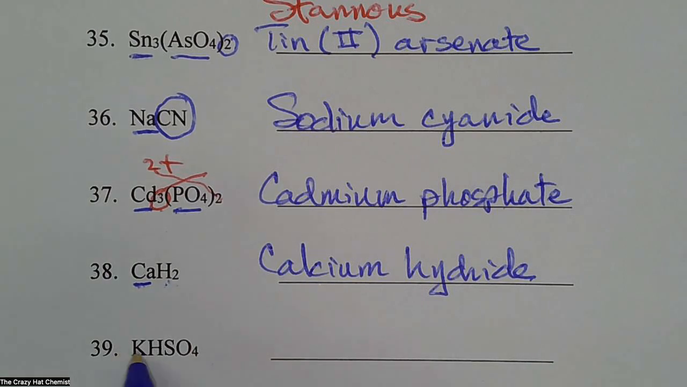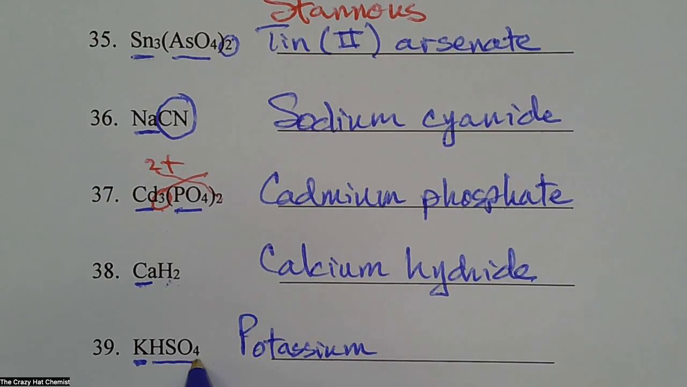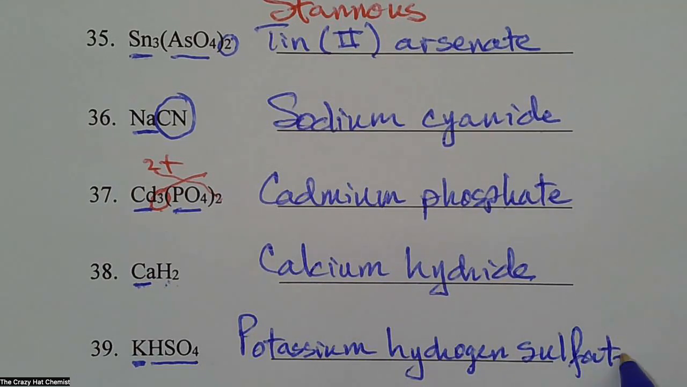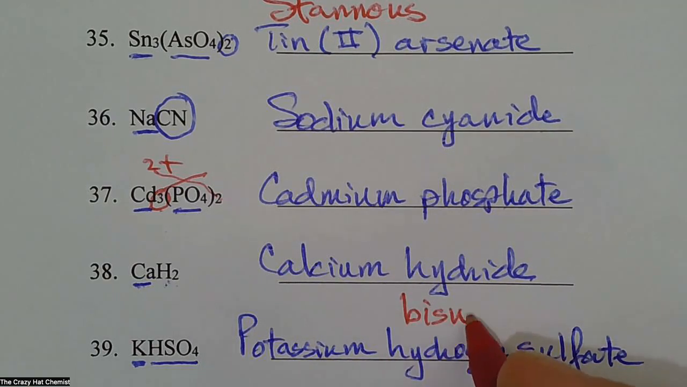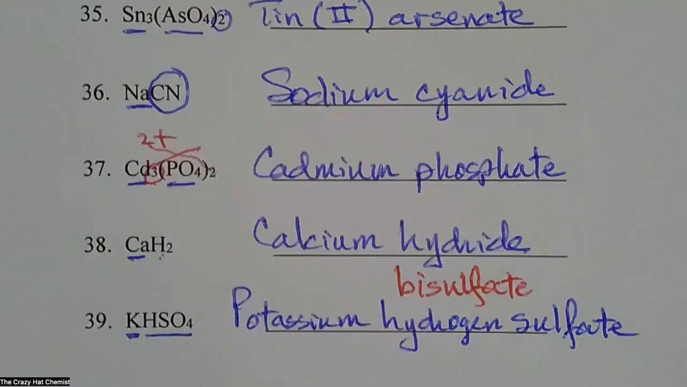All right, number 39 is potassium. And this is hydrogen sulfate or bisulfate. So hydrogen sulfate, or the common name is bisulfate. You need to know both the systematic name of hydrogen sulfate and bisulfate.